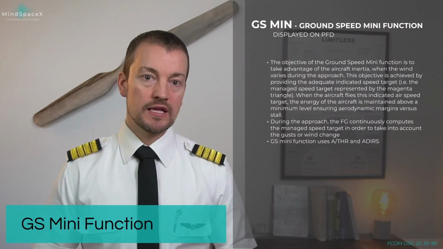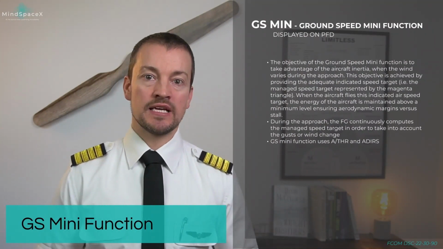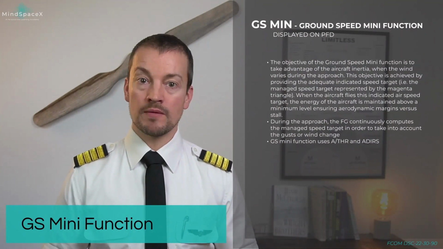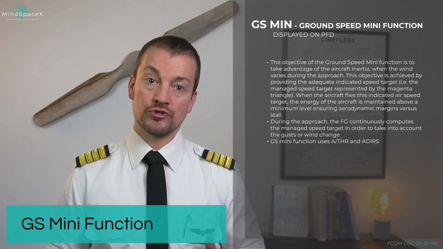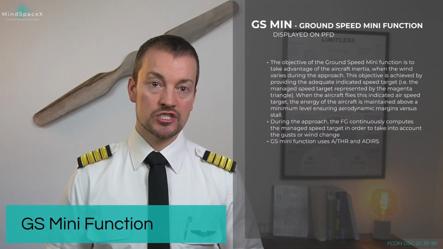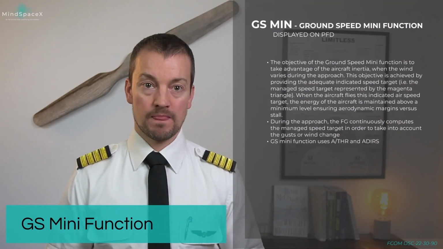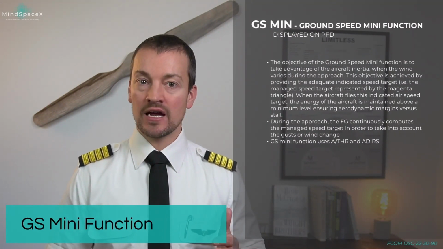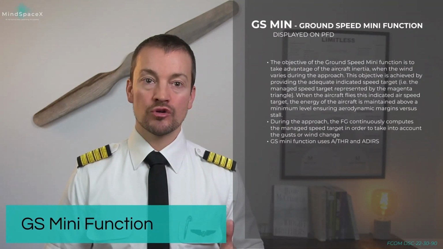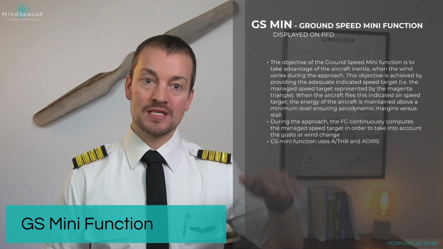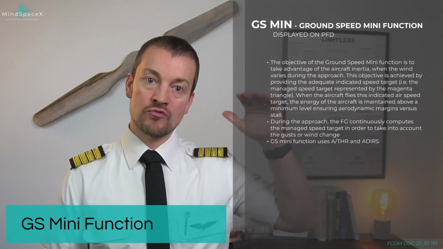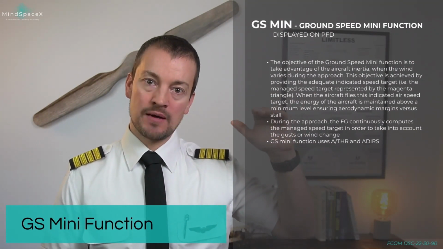During the approach, the flight guidance of the aircraft continuously computes the managed target speed in order to take into consideration gusts and wind changes. It's using the ADIRS, the inertial reference of the aircraft, to physically be able to establish what are the winds around the aircraft at any given time.